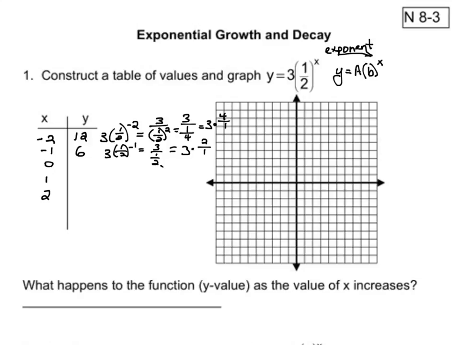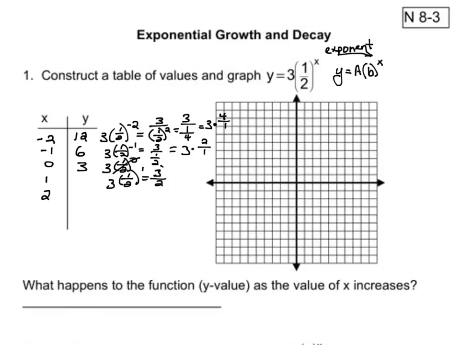Notice we divided by 2. Each time we multiply by 1/2, we're dividing by 2. Here we have 3 times 1/2 to the 0 power. Well, anything to the 0 power is 1. So 3 times 1 is 3. 3 times 1/2 to the first power is 3 times 1/2. So that's going to be 3/2.